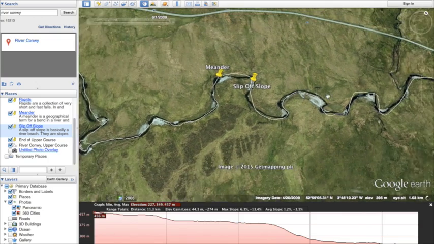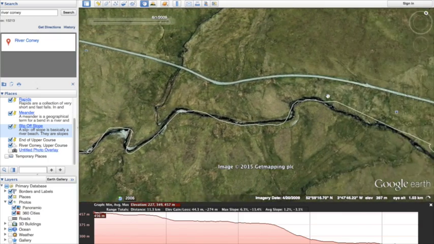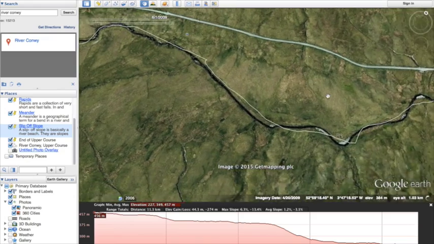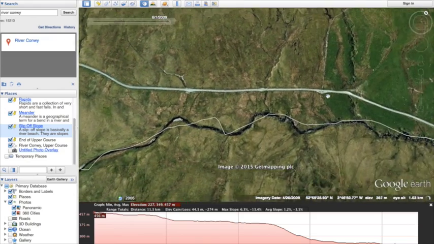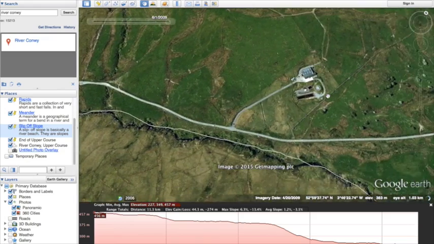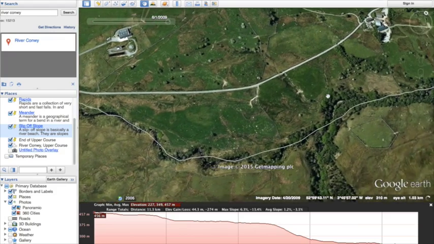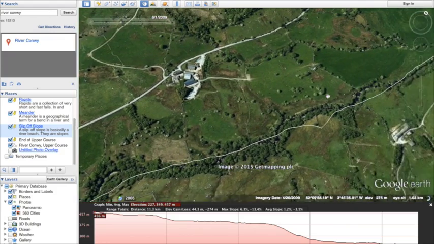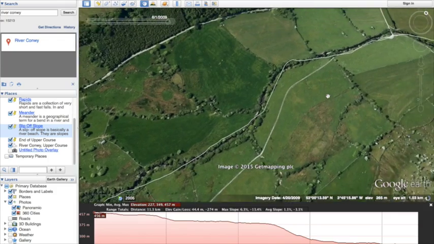So one thing that you will notice as we're moving more downstream and more downhill is that there will be more towns and villages and settlements of people the more downstream we move.